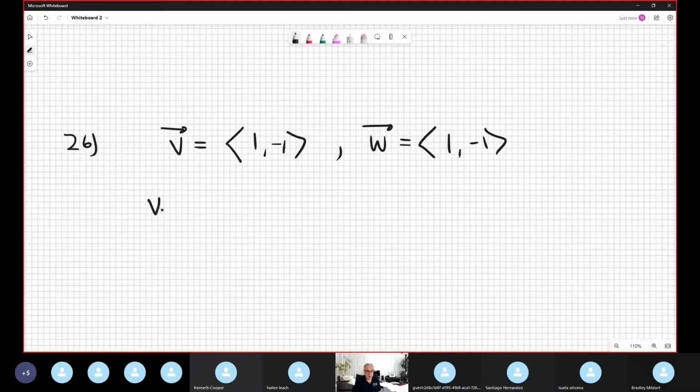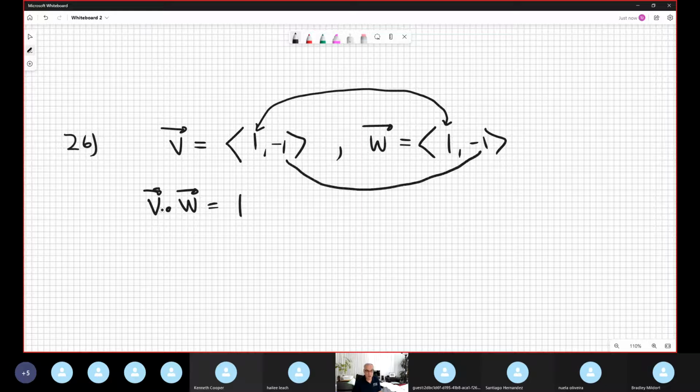And perform dot product. And remember, dot product is easy. You multiply each component, this component times this component in the same position. Okay, 1 times 1 is 1. And negative 1 times negative 1 is 1. And plus. The answer is 2.